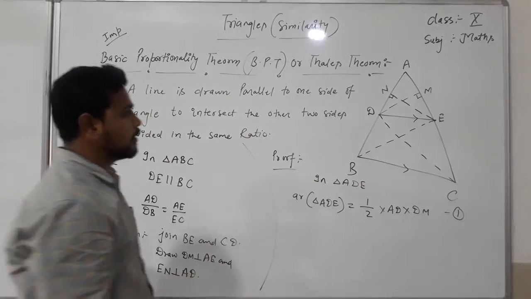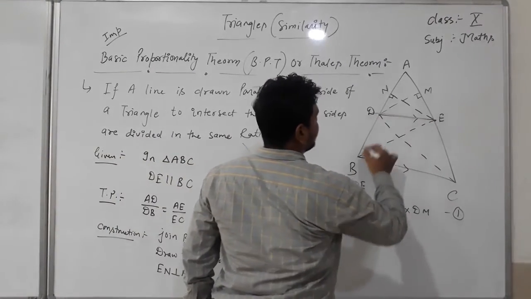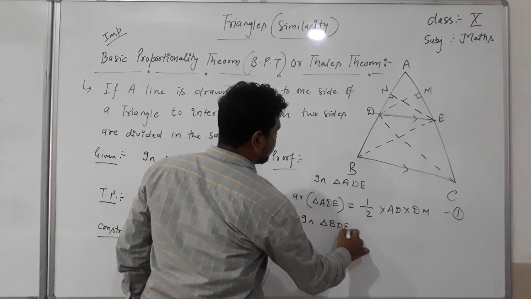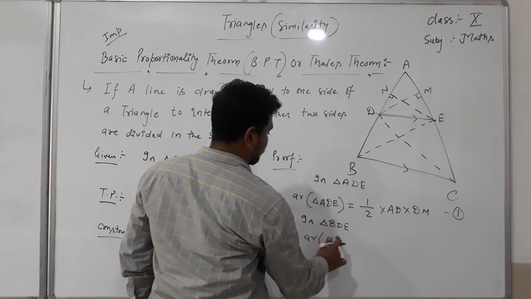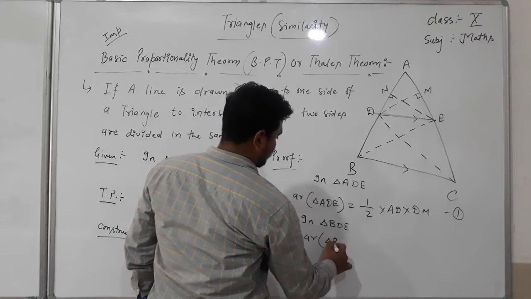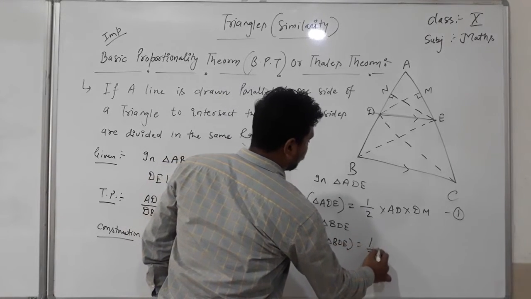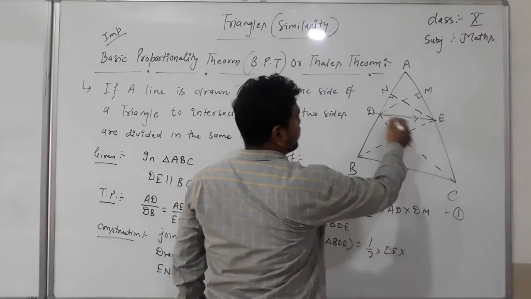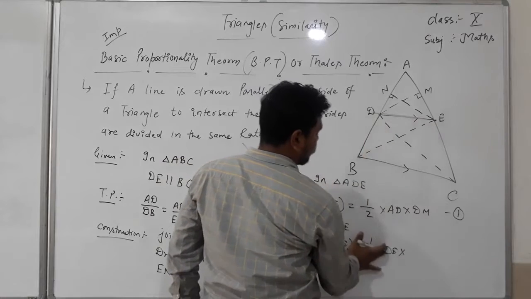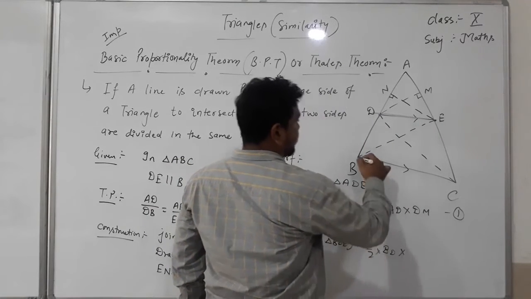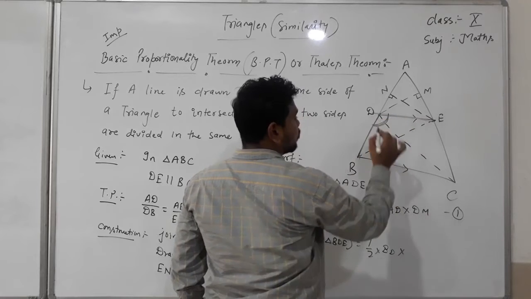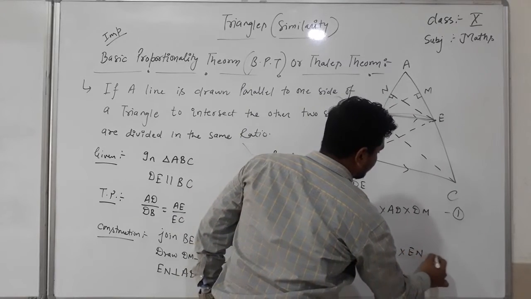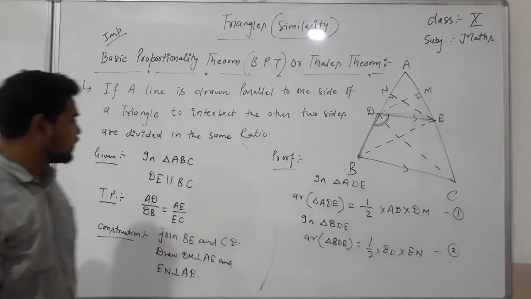Now again we will take DE as a base, we will take the triangle BDE. In triangle BDE, area of triangle BDE is equal to 1 upon 2 into base. The base is BD. Sorry, the base is BD. That is the obtuse angle triangle BDE. The base is BD and the height is EN. So it will be the second equation, students.